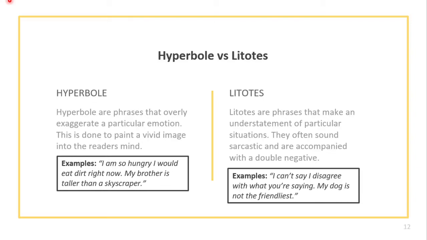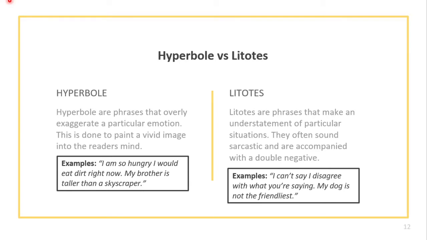Hyperbole vs. litotes. Hyperboles are phrases that overly exaggerate a particular emotion. This is done to evoke a vivid image into the reader's mind. Examples include, I am so hungry I would eat dirt right now. Or, my brother is taller than a skyscraper.